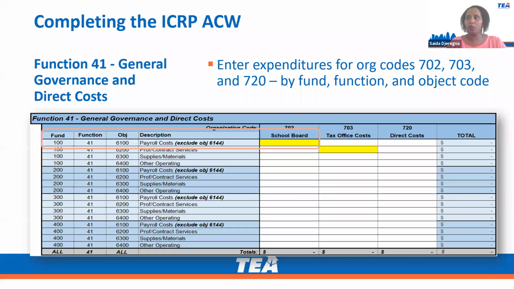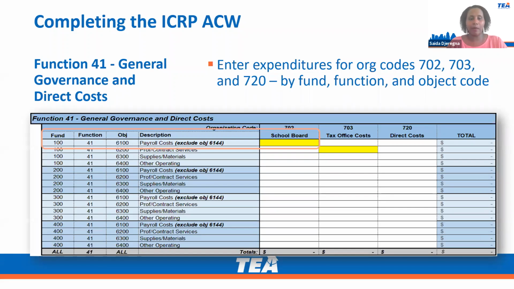The first example will be for line item 1, fund 100, function 41, object 6100 for 702 school board. 2 queries are needed: query expenditure for fund 100, function 41, object 6100, org 702, and also fund 100, function 41, object 6144, org 702. From the resulting amount, you deduct the object 6144 total from the object 6100 total and report the amount in the corresponding line item cell.